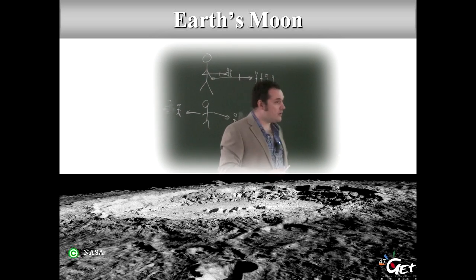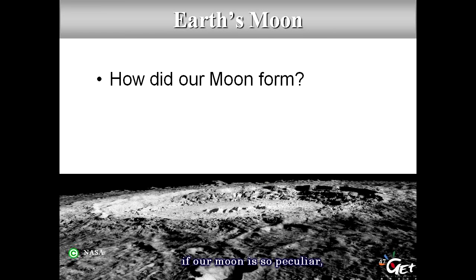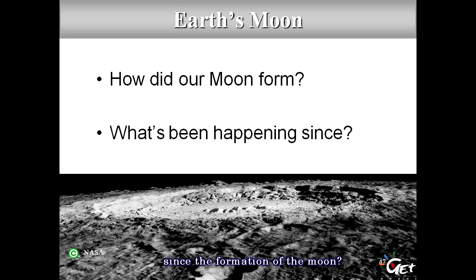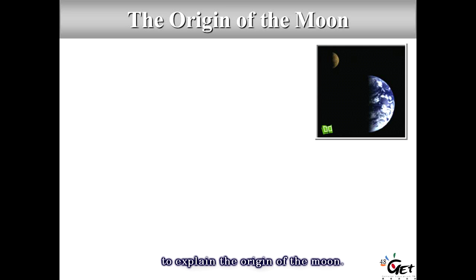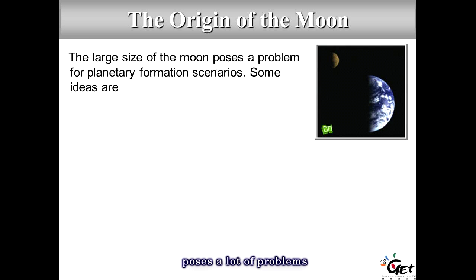So the question is, if our Moon is so peculiar, how did it form? We will come back to that when we talk about Mars. We think that the 2 moons of Mars were actually captured by Mars. So a rock came too close to it, and, well, this is mine, and it's just turning around Mars. But the Moon is very peculiar, so was it captured? How? When? And what happened since the formation of the Moon? So we have several scenarios to explain the origin of the Moon. Like I mentioned, the large size of the Moon poses lots of problems for planetary formation scenarios.